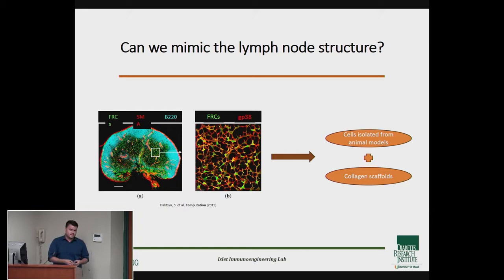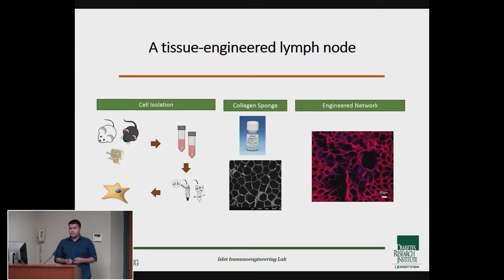The question that I ask myself is, can we mimic this structure to have a more relevant way of studying these cells in vitro? The way I'm trying to do this is by isolating these cells. So I take the lymph nodes from both, let's say, healthy and diabetic or diseased mice. I get rid of all the rest of the cells, and I only have the cells that form this reticulum, called the fibroblastic reticular cells.